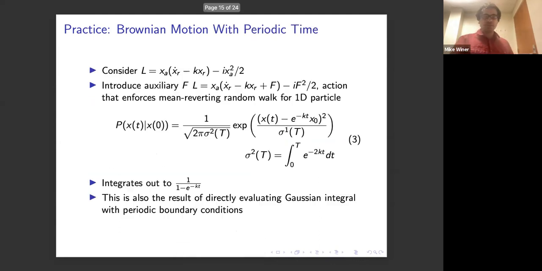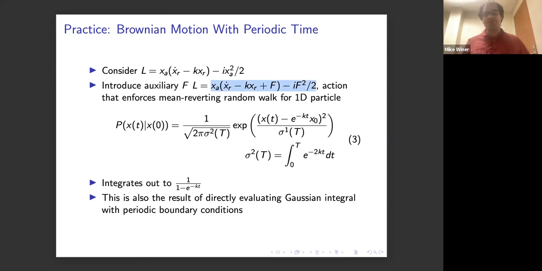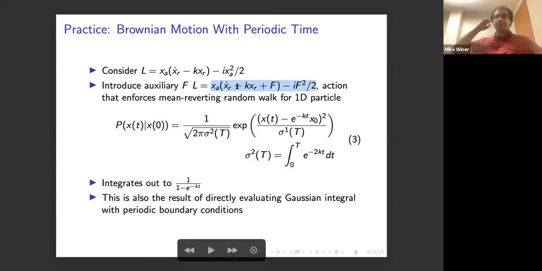Okay. So now let's go ahead and calculate the sum of return probabilities. Everything is still Gaussian. It's often convenient to introduce an auxiliary field here. This is still the same path integral. We just introduced another field. So now XA is a Lagrange multiplier forcing the particle to have a certain equation of motion.